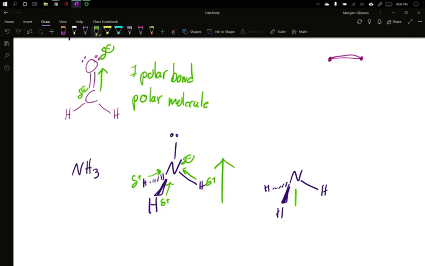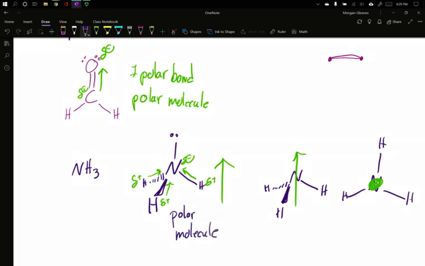It passes right through the middle of all the hydrogens. If you were to do this from an above view, you'd have a nitrogen, a hydrogen, a hydrogen, a hydrogen. Your dipole is passing right through the middle, coming straight up at our face. And so there is a dipole on this ammonia. It has 3 polar bonds, but they don't cancel in all of their directions. And so this is a polar molecule.